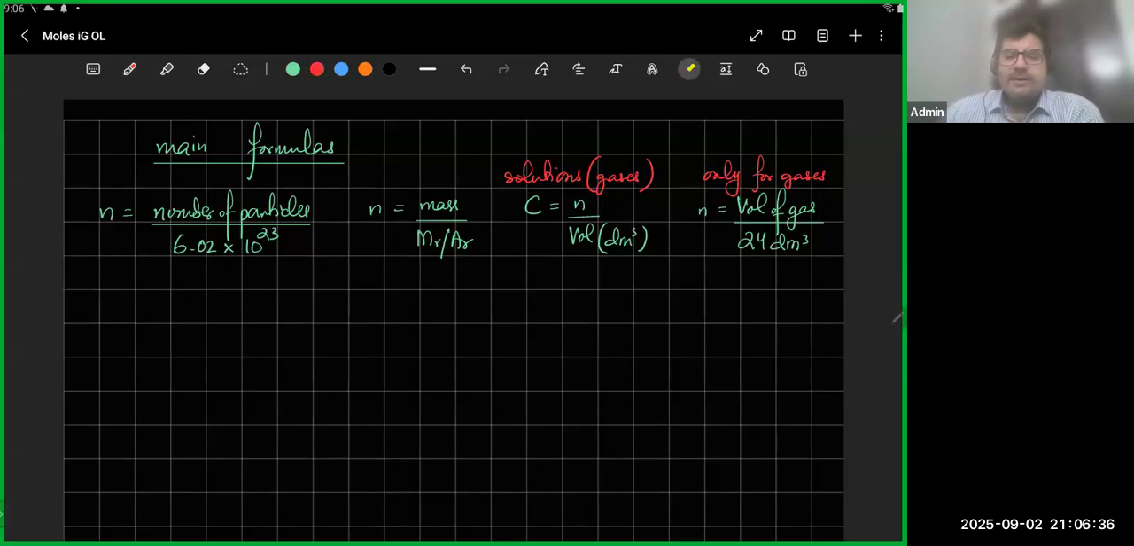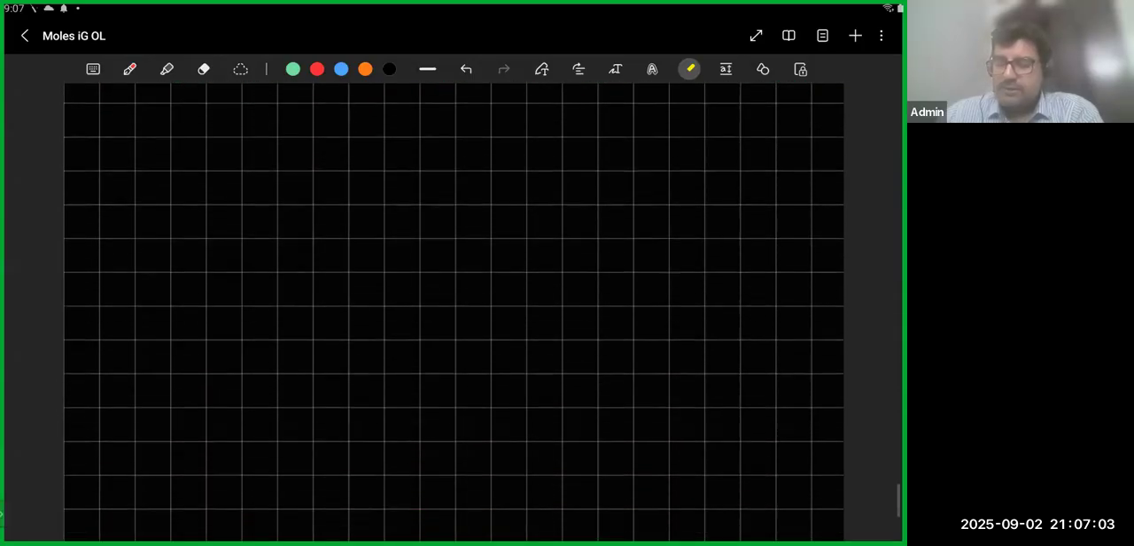So anything that they're going to ask you, sometimes they're going to ask you for the number of particles. Sometimes they're going to ask you about the mass of the particle, right? Sometimes they might ask you for the concentration of a solution or the volume of a solution. Sometimes they're going to ask you for the volume of a gas or the moles of a gas. So you've got all these 4 formulas that you can use. Okay, so keep those formulas in mind. But before we jump to that, we're going to come to the equation thing first.